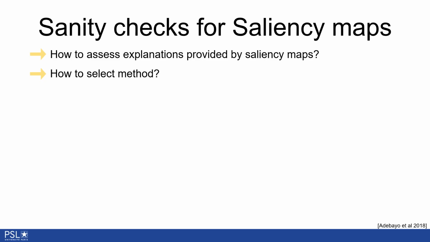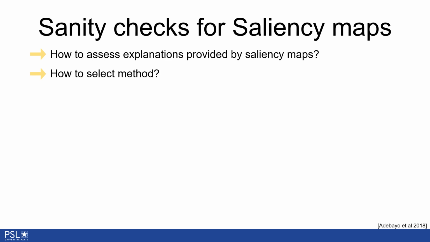So in the remainder of this lecture, we will look at some attempts to assess and evaluate different methods for computing saliency maps. This is really a topic of ongoing research, so we will cover two research papers that address this issue. The first research paper we will cover is called Sanity Checks for Saliency Maps. It was published by Adebayo and collaborators in 2018.